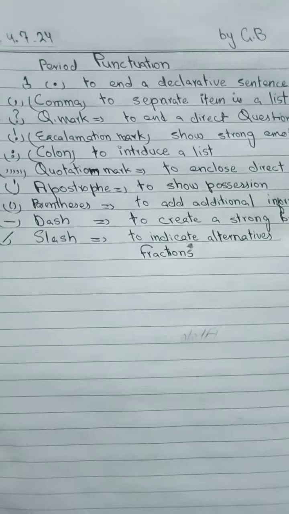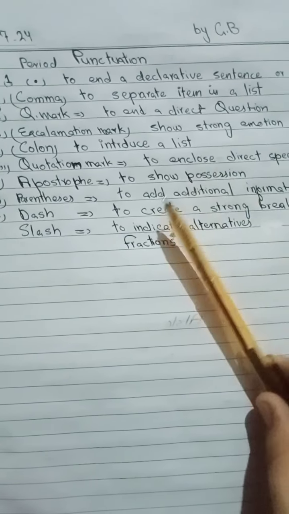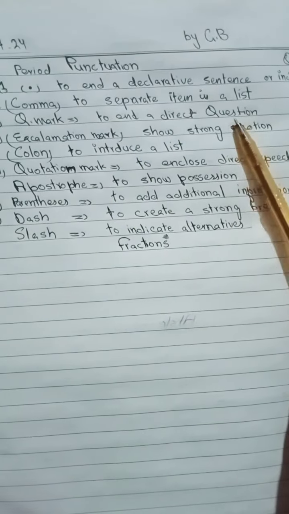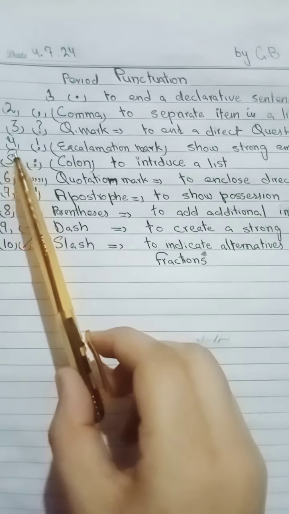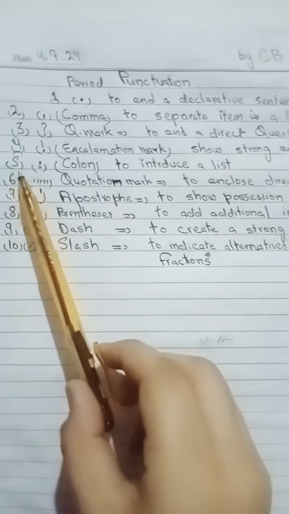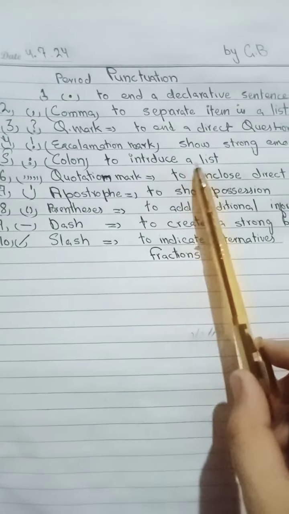And third is the question mark. A question mark is used to end a direct question. And fourth is the exclamation mark, to show strong emotion. And fifth is the colon, to introduce a list.